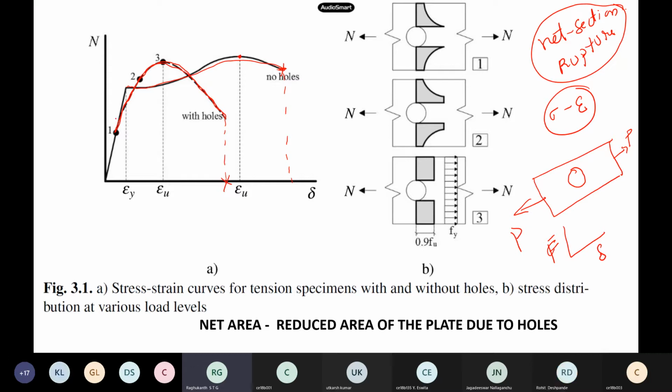Once it comes to this point, this is my yield strength without a hole. But once there is a hole, what is the stress near the hole? If the stress is P by A without a hole, when there is a hole, what will be the stress at the joint at these holes? 3 times P by A. Because the stress is very high, 3 times P by A, this is the graph which we have already drawn. So here it is P by A at the edges, but here it is 3 times P by A.